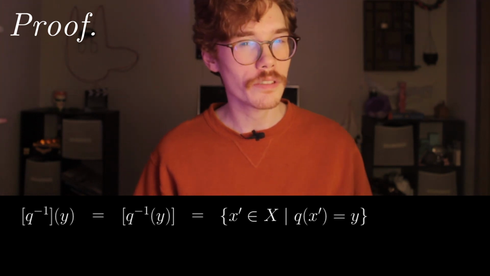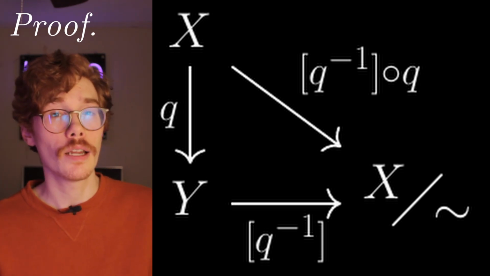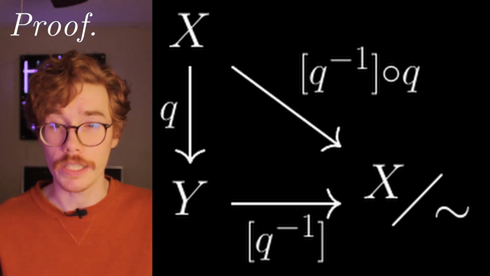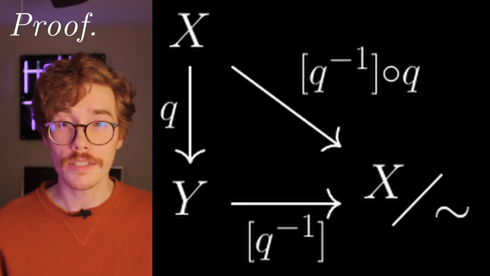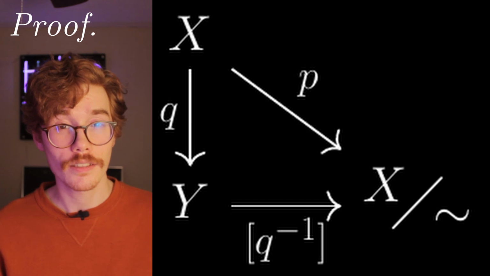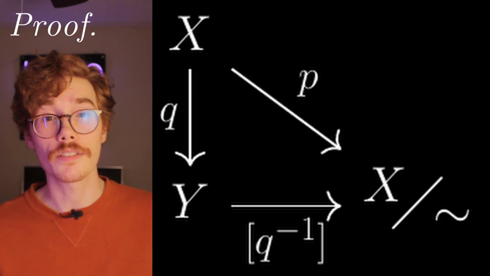Is it continuous? Well, let's use that universal property I mentioned. Brackets Q inverse is continuous if and only if brackets Q inverse composed with Q is. What map is that composition? Well, let's compute it by plugging in Q of X for y. But that's just the equivalence class of X, which is P of X. So our diagram really is just this. And since we know P is continuous, that means brackets Q inverse is.